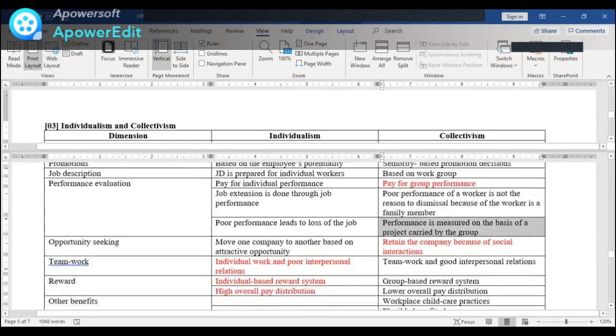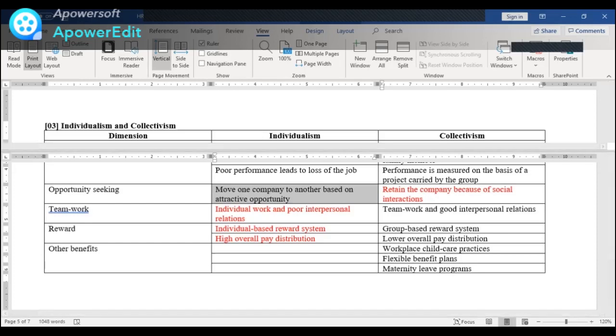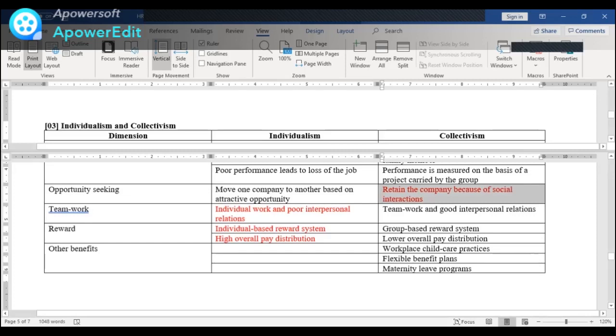Then opportunity seeking. In individualism culture, people move from one company to another based on attractive opportunity. Attractive opportunity stimulates the workers to shift from one company to another in individualistic culture. However, in collectivistic culture, they retain the company because of social interaction. Social interaction is the main criteria to retain within the company.